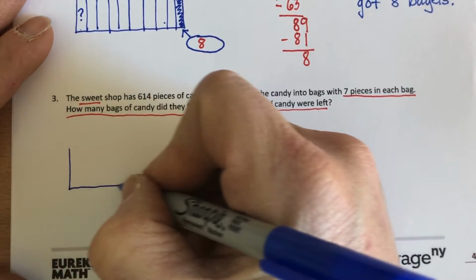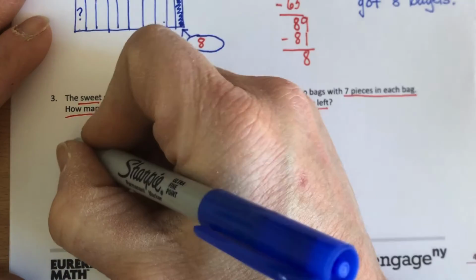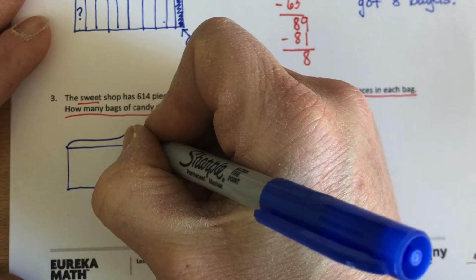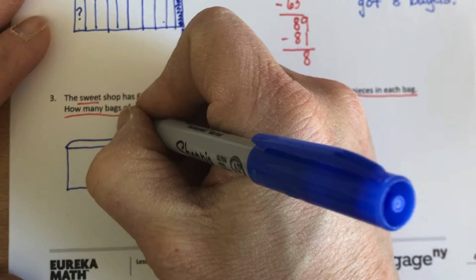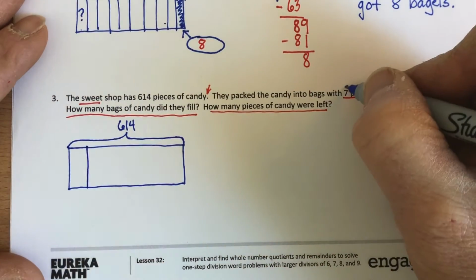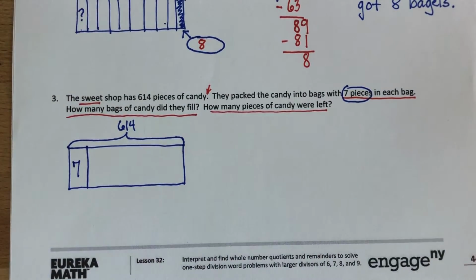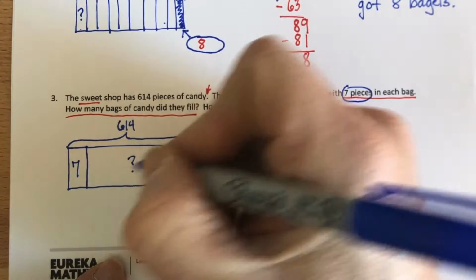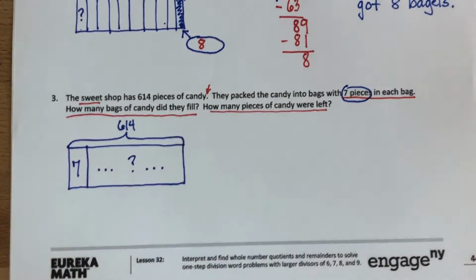So here's my rectangle. I always kind of make the same size rectangle if you noticed, right? And then what I do is put my divisor in right away. I know how much the whole is right here, 614 pieces of candy. Great. I do know the size of the group. The size of the group is 7 pieces. So I'm going to write that in right there, 7. What I don't know is how many bags need to be used. So it's the number of groups. So I'm going to just put a question mark there. I don't know how many that is.